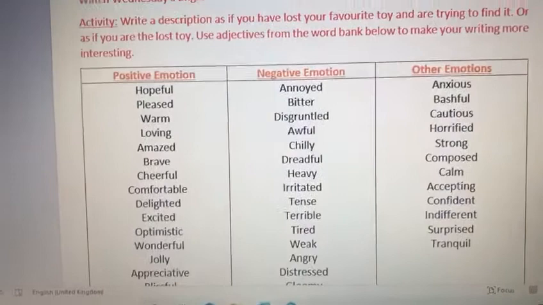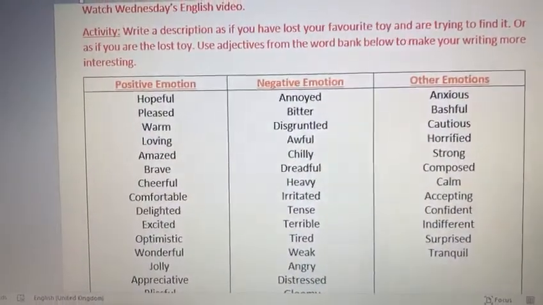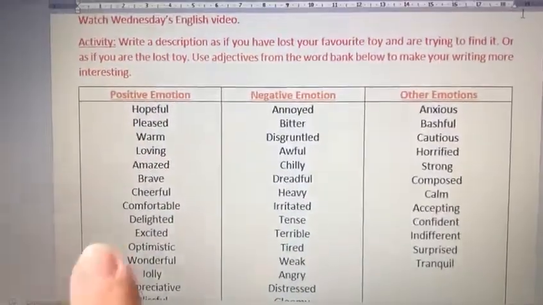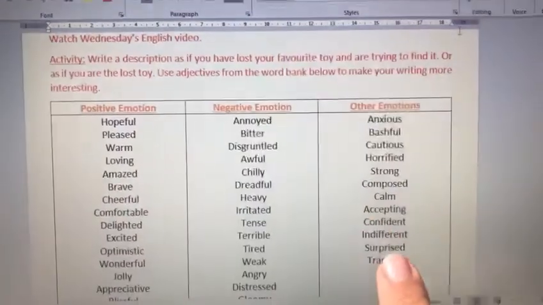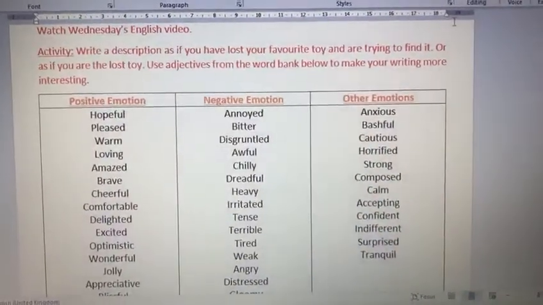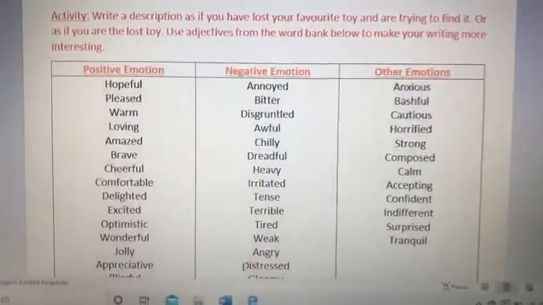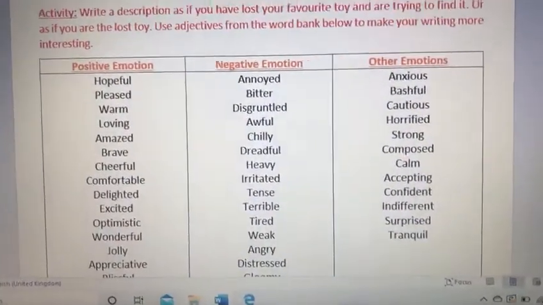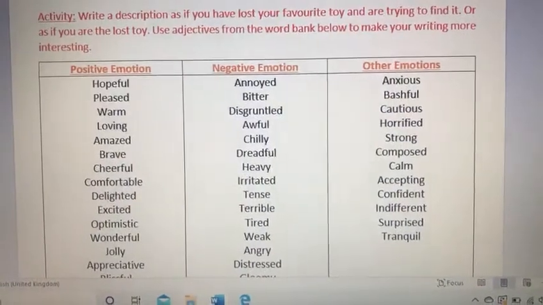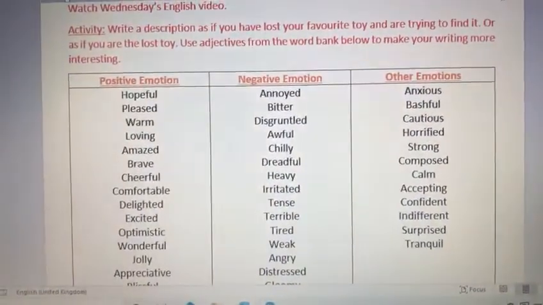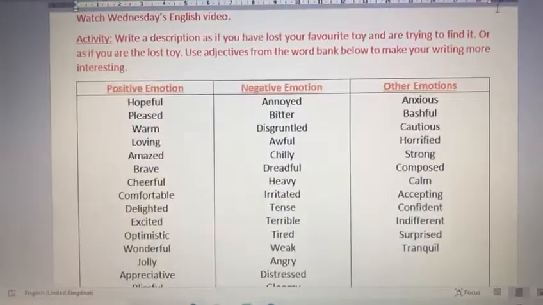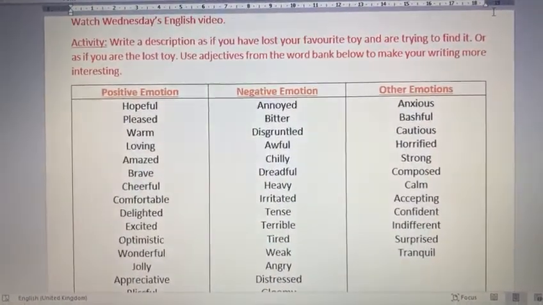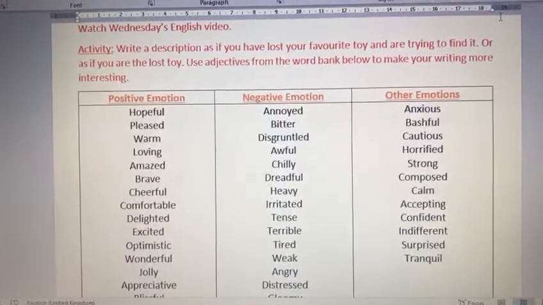So have a look. I've got 3 columns of emotions for you here. I've got some positive emotions, I have got some negative emotions, and I've got some other emotions that don't necessarily fall into either of the first 2 categories. So your description is going to be about losing the toy, and if you want to, you can then go into finding the toy again, or you can just finish it with the toy being lost.